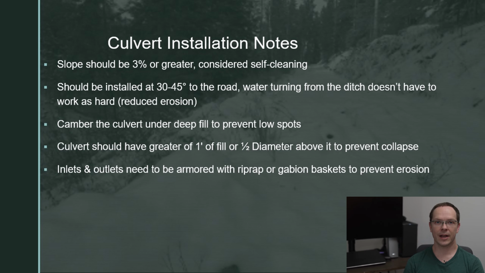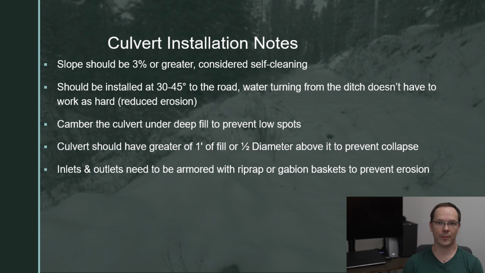If you're going to have a really deep fill on top of your culvert, you need to camber it where the culvert is sitting, like kind of like this in the middle. And over time, it's going to settle down to flat. If it's only like a foot, which is generally what's considered the best practice, you shouldn't have too much of an issue. And that actually leads to the next note: you should have between 1 foot or half a diameter above the culvert to prevent collapse. And that's for like a big truck, say a concrete truck or a dump truck coming over. You don't want it to crush your culvert.